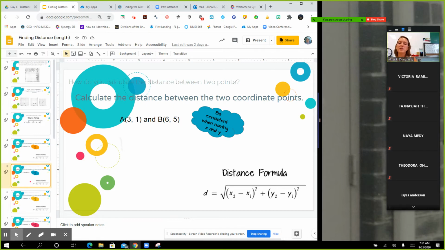What if, you tell me if I can do this or not. What if I do this? Because I told you I was allergic to negatives, right? So I've got a minus, I've got a cute little nose, and then 5 minus 1. Am I allowed to do that? Can I start with the 6 instead of the 3?